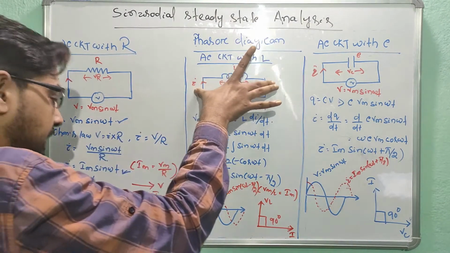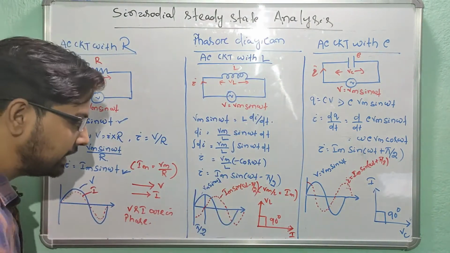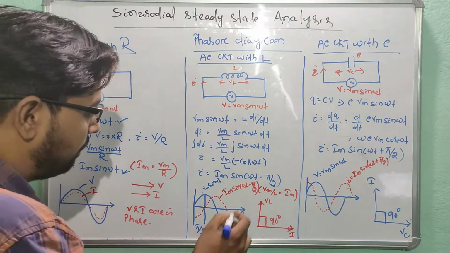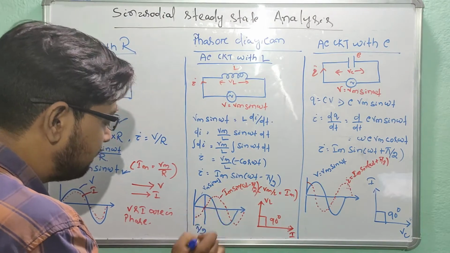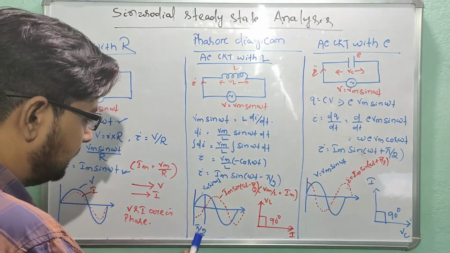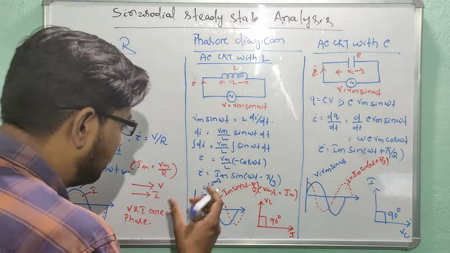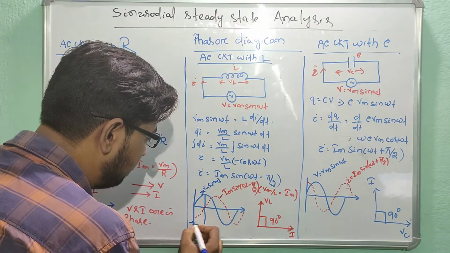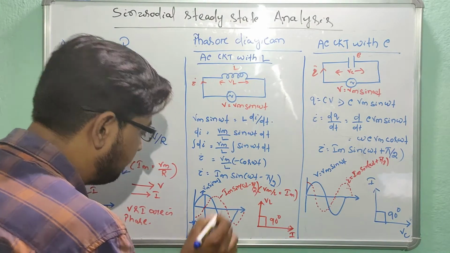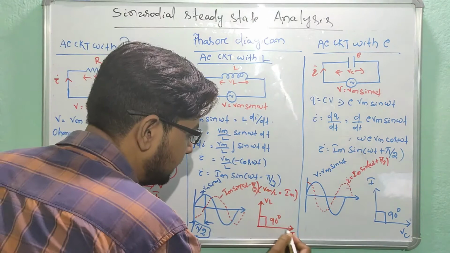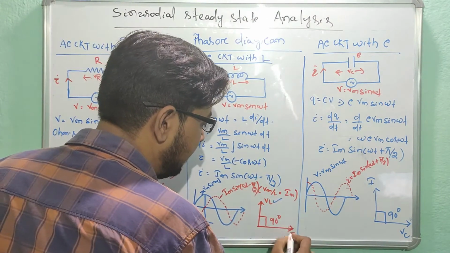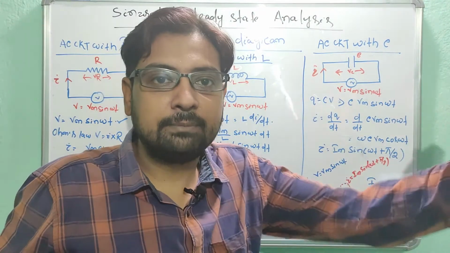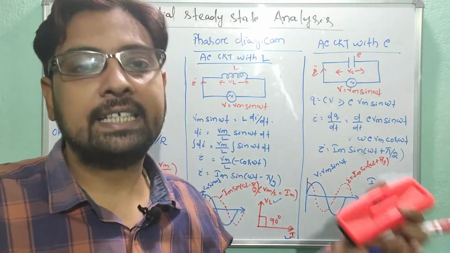For this pure inductance, you have to see the current and voltage are not in phase. The current lags behind the voltage by 90 degrees. You have to see this is my voltage value and this is my current value, and the angle between voltage and current is 90 degrees or pi by 2. This is your voltage VL and this is my I, and the angle between them is 90 degrees. So for pure inductance, the current lags behind the voltage by an angle of 90 degrees.